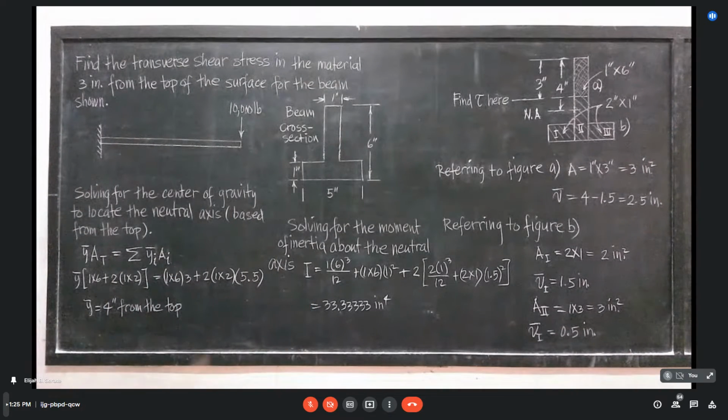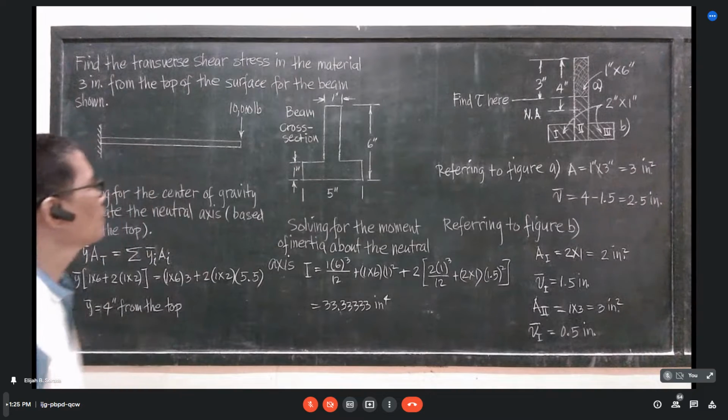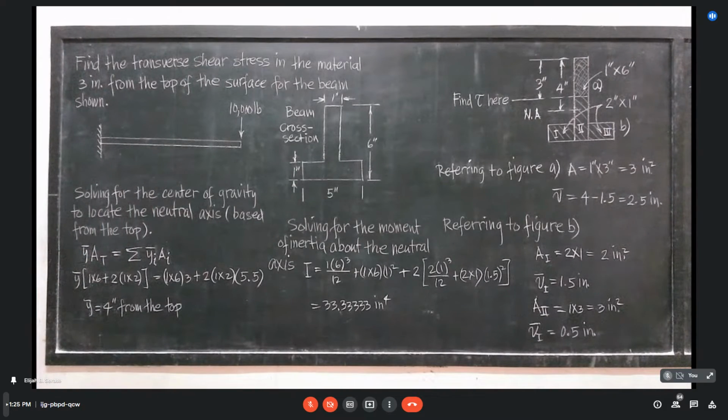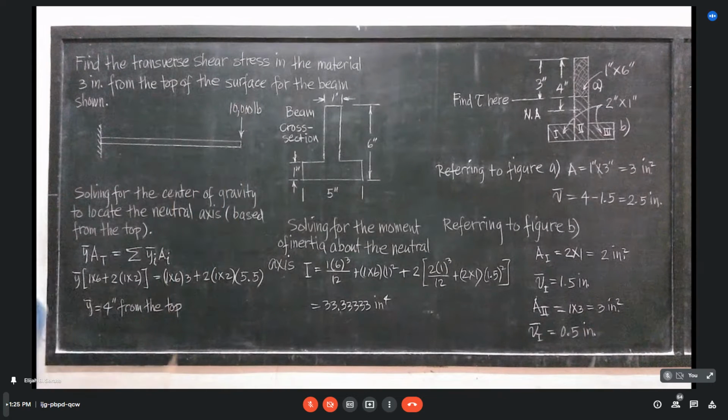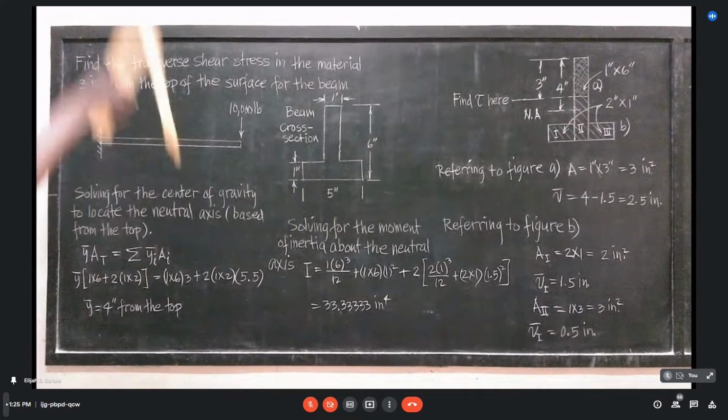How about vertical? The 10,000 pounds at the end is the only one that is acting. Now if we sum forces here, will we get 0? Will we get a 0 value for summation of vertical forces?